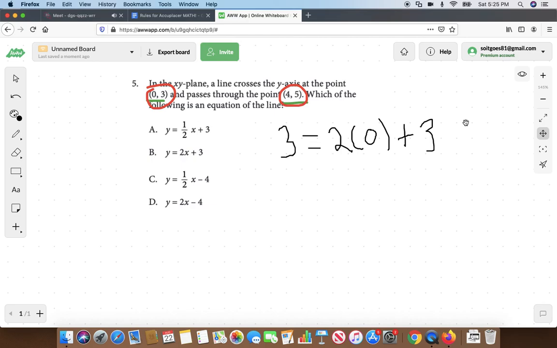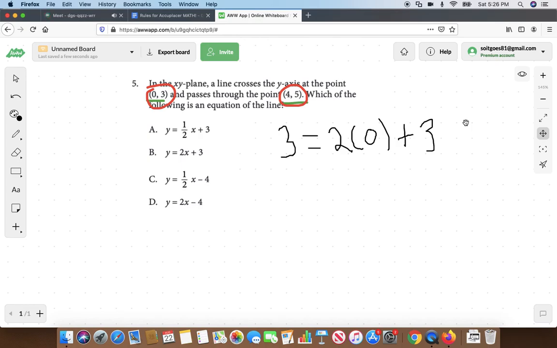All right, is that a true statement? Yeah, it is, right? Because that's going to be 3 equals 3 as well. Because 2 times 0 is 0. 0 plus 3 is 3. And 3 equals 3. So we can't eliminate A or B. Okay? Let's keep it.